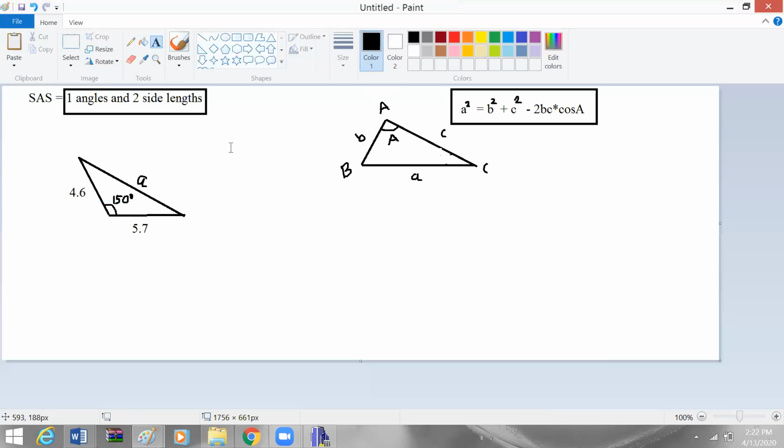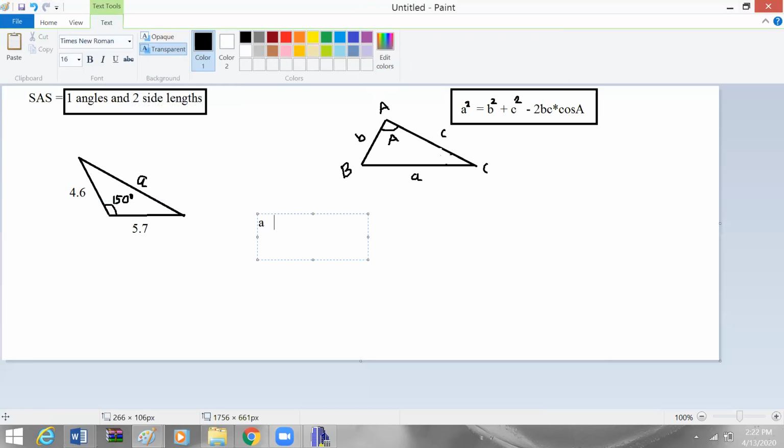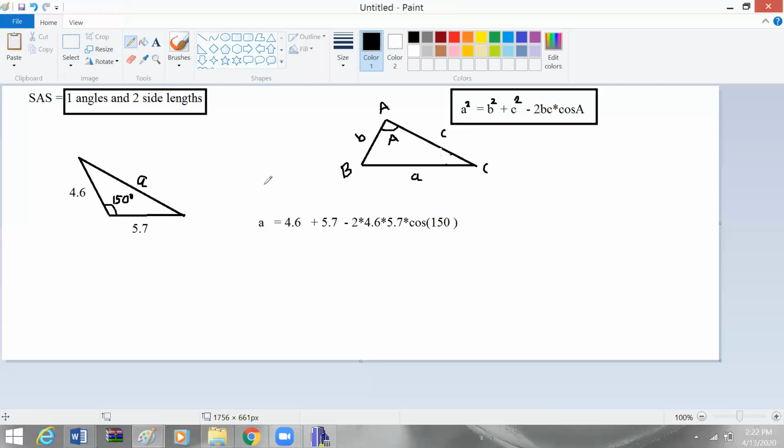Generally, what we have to do is apply the formula. So we have a squared equal to 4.6 squared, plus 5.7 squared, minus 2 times 4.6 times 5.7 times the cosine of 150 degrees. That's pretty much what we have to do, and we're going to use that to connect them.